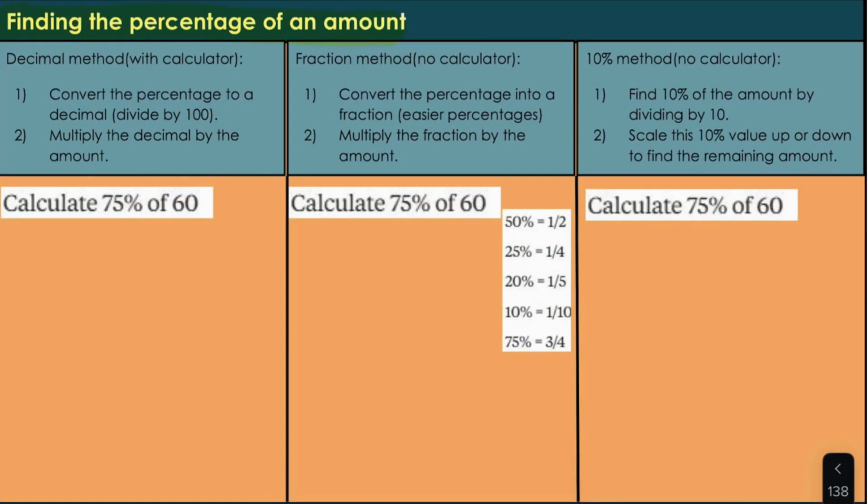How to find the percentage of an amount. First up, the decimal method when we have a calculator. We'll follow these two steps. So, calculate 75% of 60.